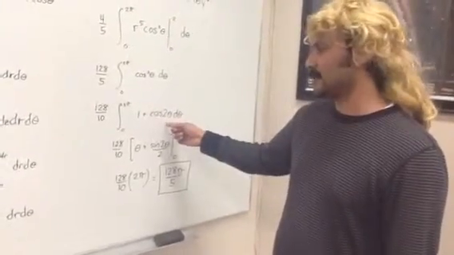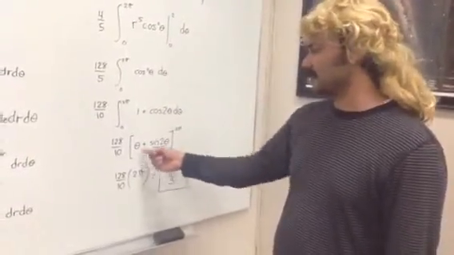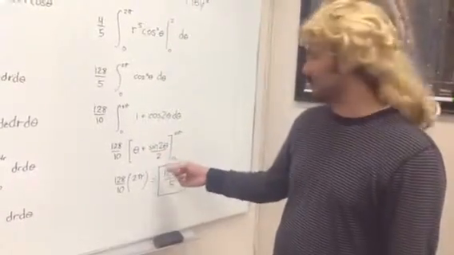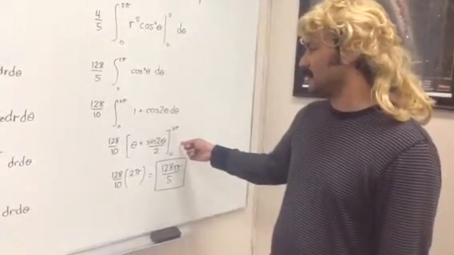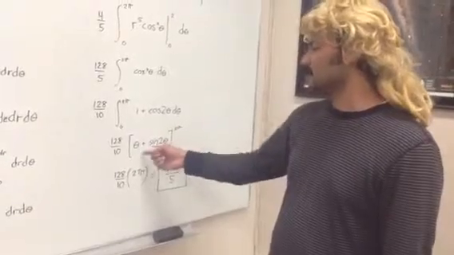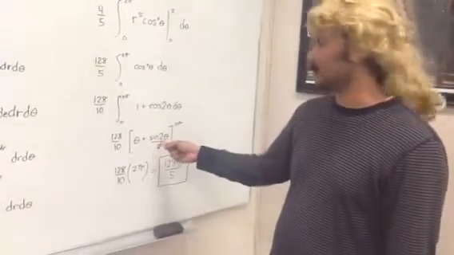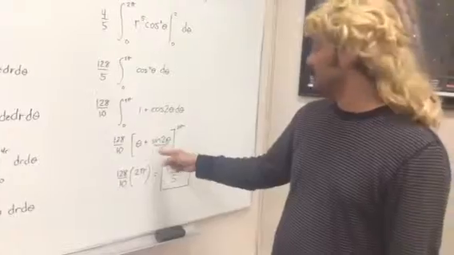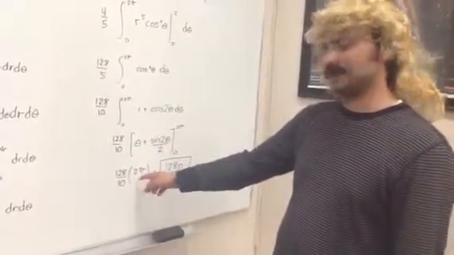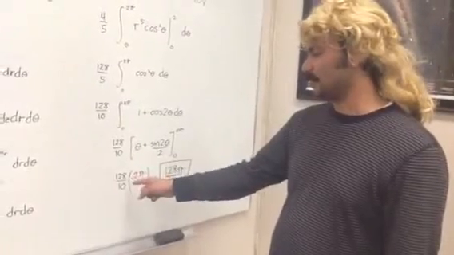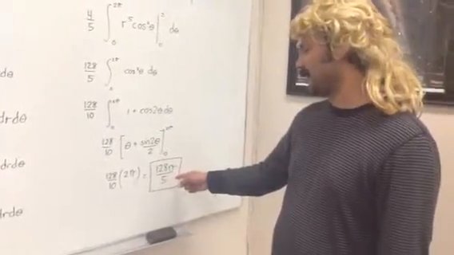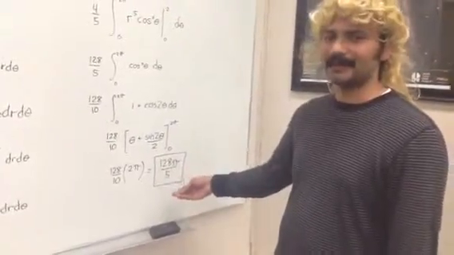Once we integrate with respect to theta, we are left with theta plus sine of 2 theta over 2, evaluated from 0 to 2 pi. Plugging in 2 pi for theta, we are left with 2 pi plus sine of 4 pi over 2, which is 0, minus the zeros. Now we have 2 pi times 128 over 10, which simplifies to 128 pi over 5, and that is our final answer.